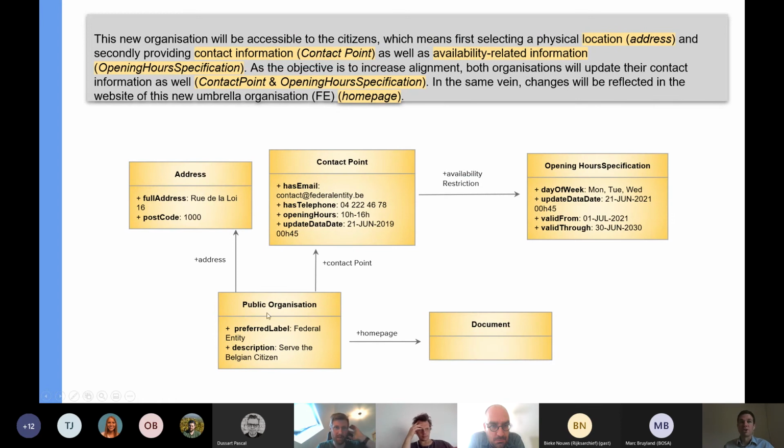Then this new organization, as mentioned, will have an address, will have contact points that can be email, telephones, with specific hours, opening hours defined. And this public organization has also a home page, which is considered from a modeling perspective as a document. The format of the document here is HTML, but still it can be a document.